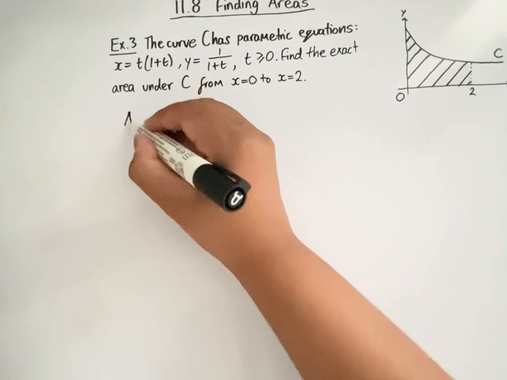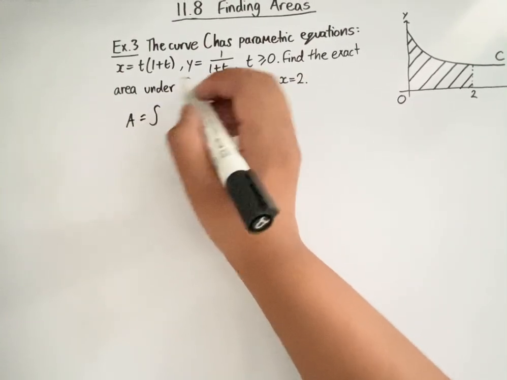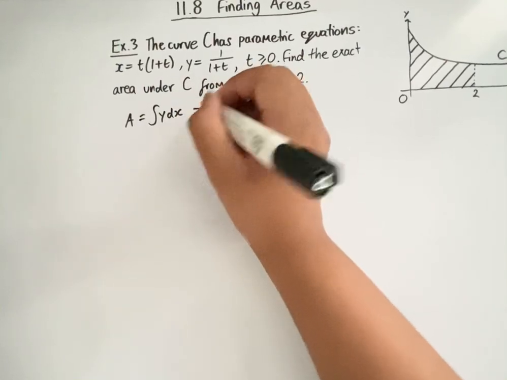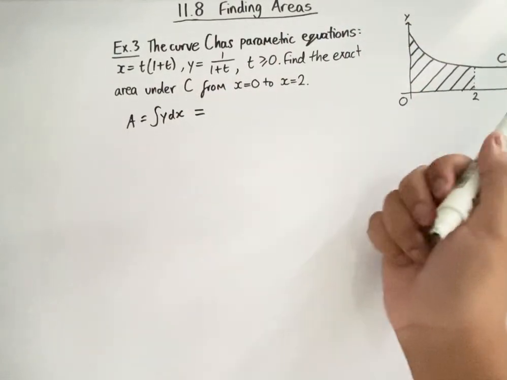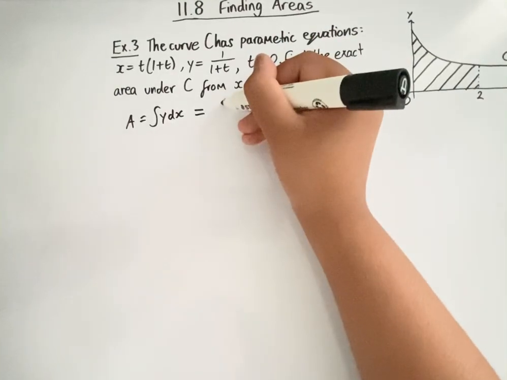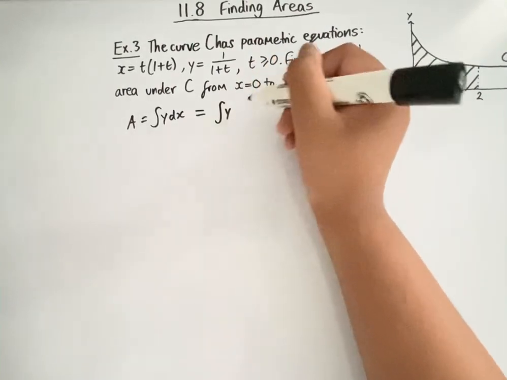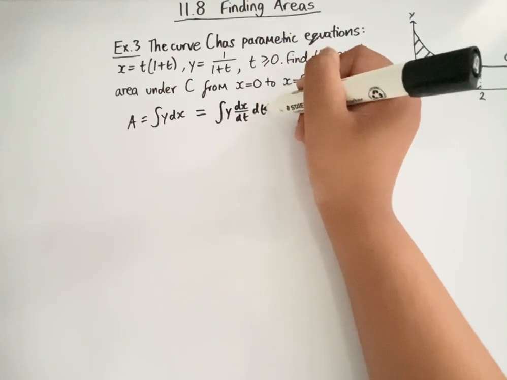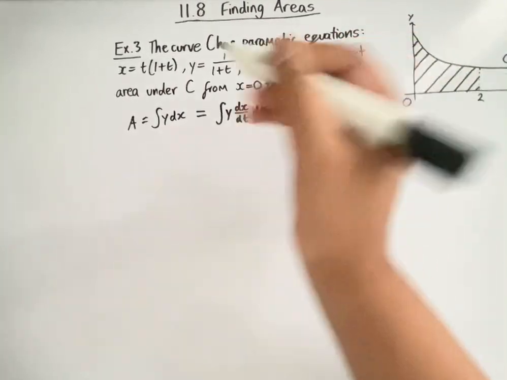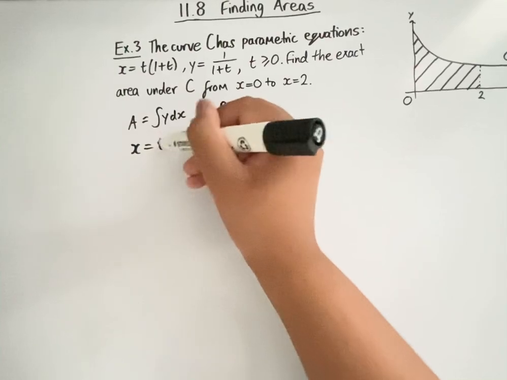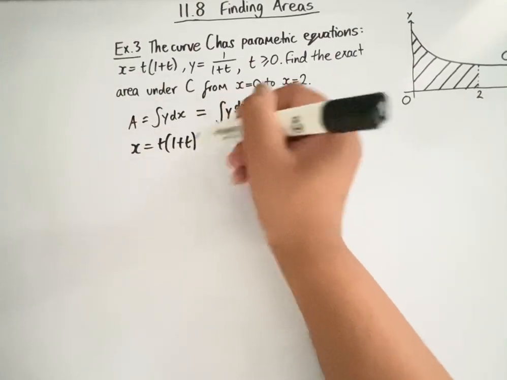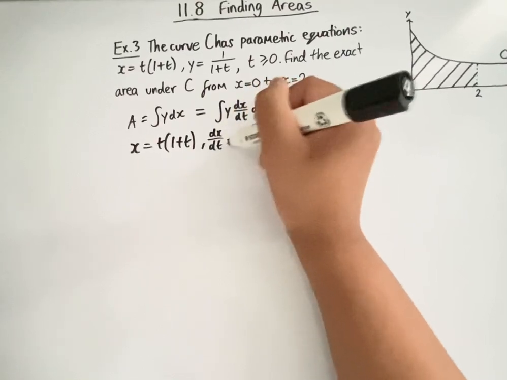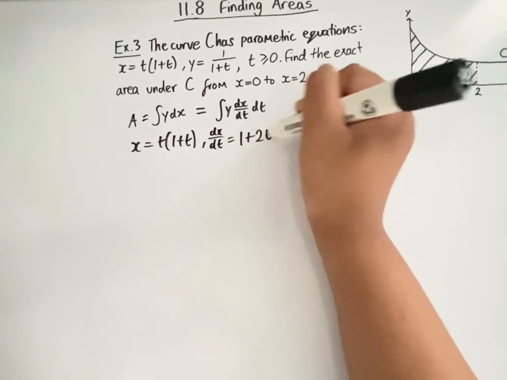We know the area A is equal to the integral from b to a of y multiplied by dx, but using the chain rule, if we want to integrate with respect to t, the parameter, this can be rewritten as the integral of y multiplied by dx over dt with respect to t. And we can integrate using this. We know x is equal to t multiplied by (1 plus t), which is t plus t squared. And so dx over dt will be 1 plus 2t.